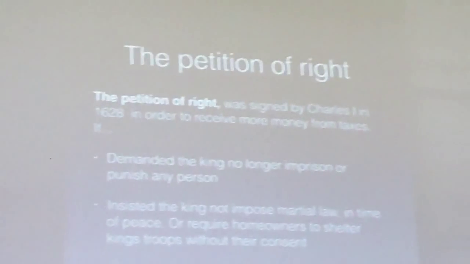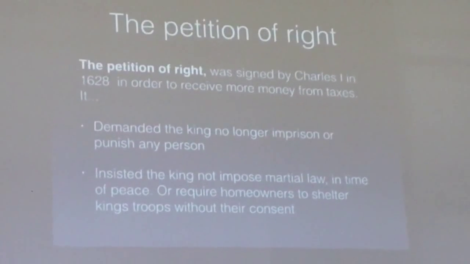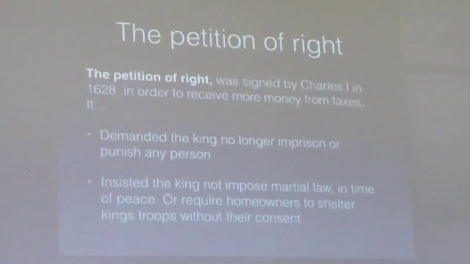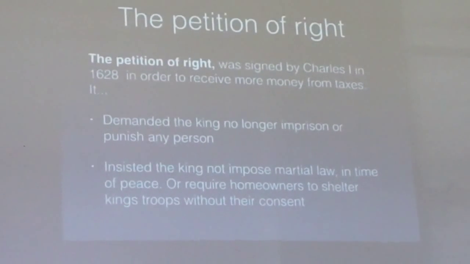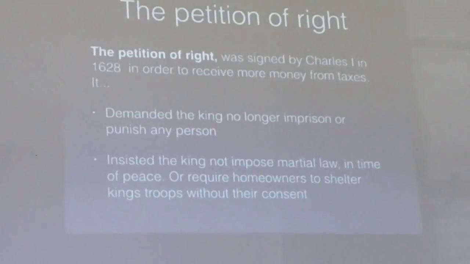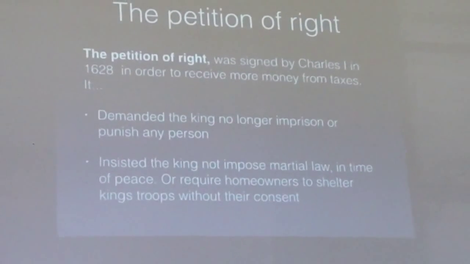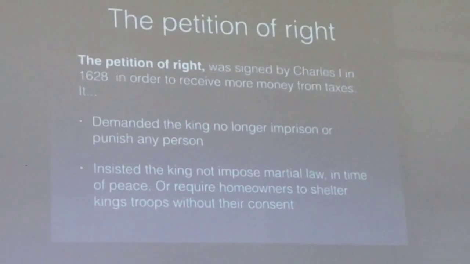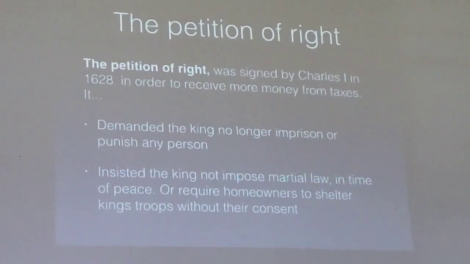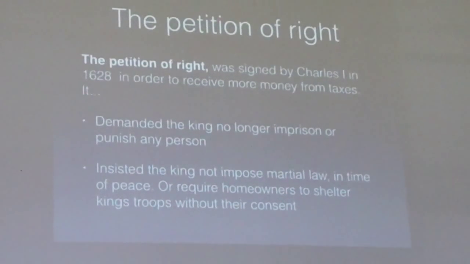Then we got the Petition of Right. The Petition of Right was signed by Charles I in 1628 in order to receive more money from taxes. It demanded the king no longer imprison or punish any person without judgment.